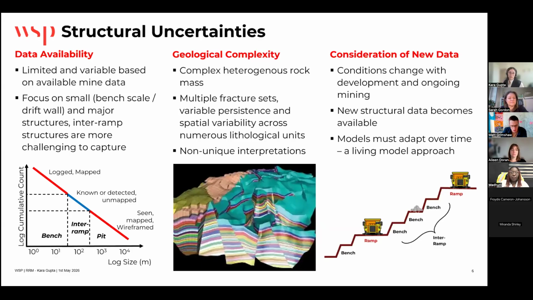Another uncertainty is in relation to geological complexity. We can have really complex heterogeneous rock masses with multiple fracture sets, variable persistence, and have spatial variability involved. And as a result of some of the models or analysis that we do, it can result in a non-unique interpretation.